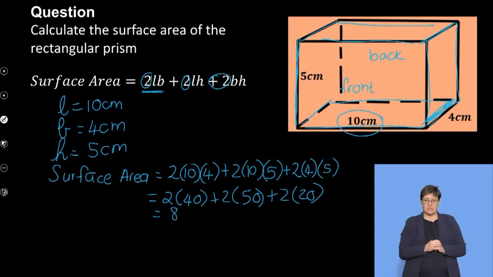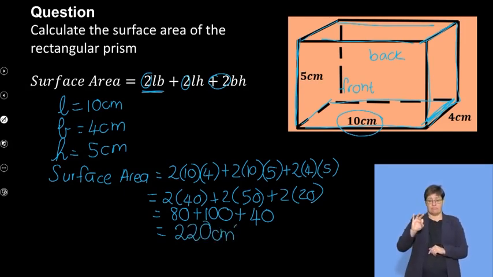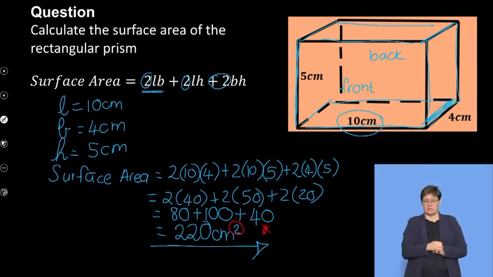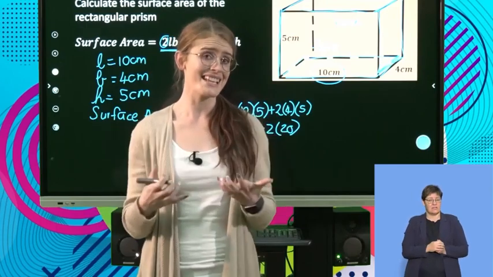Now we're going to say 2 times 40, which is 80, plus 2 times 50, which is 100, plus 2 times 20, which is 40, which means that the surface area of my particular shape is going to be 220 centimeters squared. Please just put a little star in your notes or in your books. It is very important that we remember this centimeters squared because it is still representing an actual area that has been covered. Great, everyone. I hope that you're still with me and what I've done makes sense.